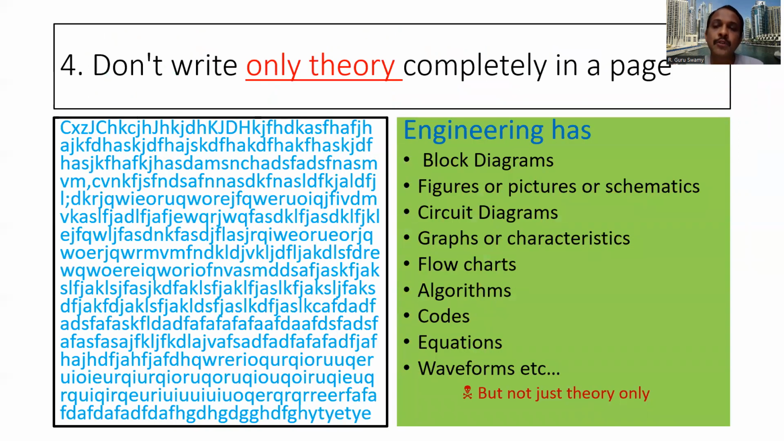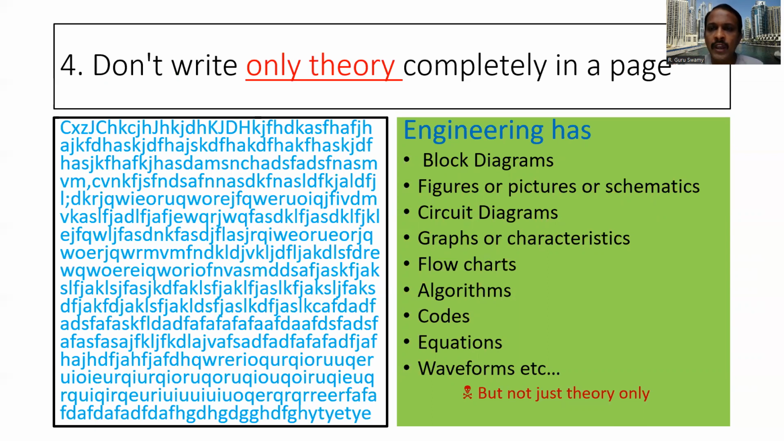Here in the fourth tip, I just want to tell you very clearly, students, the faculty community has really been fed up. So I want to suggest this tip. If you look at the left hand side, students, it's all theory. Theory has been written there, but we are doing engineering, and engineering has its own flavor. It has block diagrams, figures, pictures, schematics, circuit diagrams, tables, graphs, which are also called characteristics. We have flow charts, algorithms, code, waveforms, equations, derivations, n number of things, students. It's not just theory.